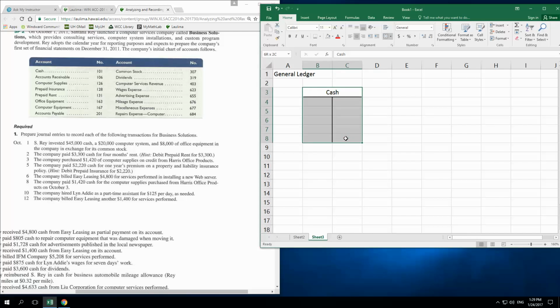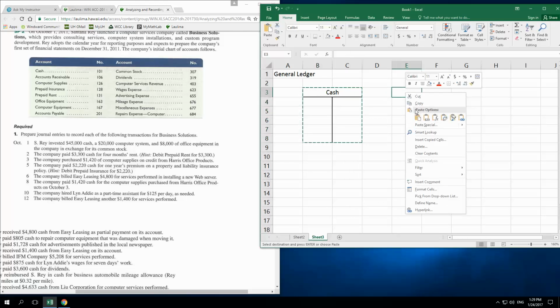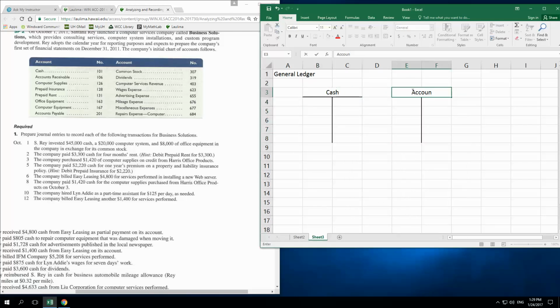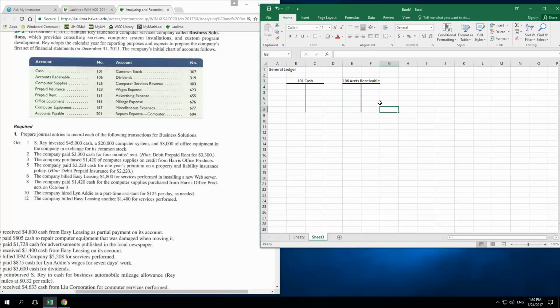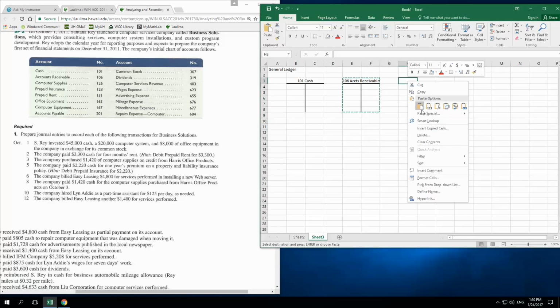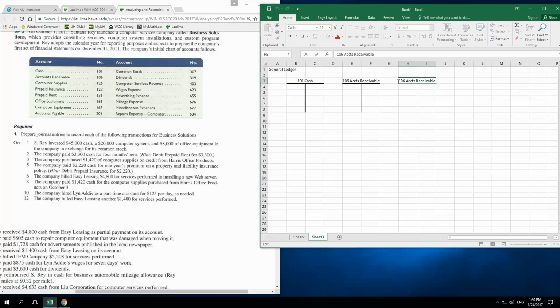What do we have? Accounts receivable. It's going to be a tedious process. And then you might even have the account number on these things. So cash is 101. Accounts receivable, why don't I abbreviate so we can fit that in? Accounts receivable is 106. So we would make one for every account that we have. We could even go a little smaller just to set it up, and I'll go ahead and set that up for you. So what else do we have? We have computer supplies. Computer supplies is 126.